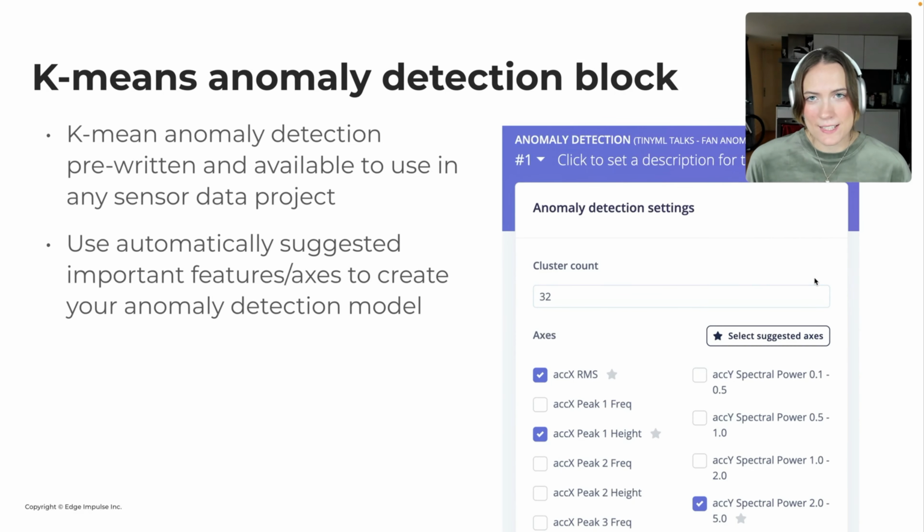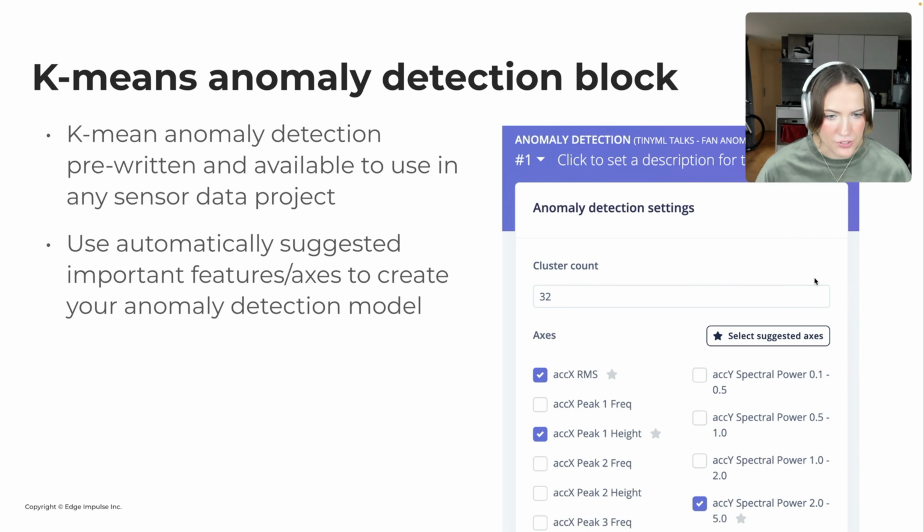In addition to a classical neural network classifier block, we also have a block specifically available for anomaly detection called the K-means anomaly detection block. The K-means anomaly detection block is pre-written and available to use in any sensor data project in the Edge Impulse Studio. You can use your automatically suggested important features from the Feature Importance Explorer and those axes to create your anomaly detection model really easily and quickly.